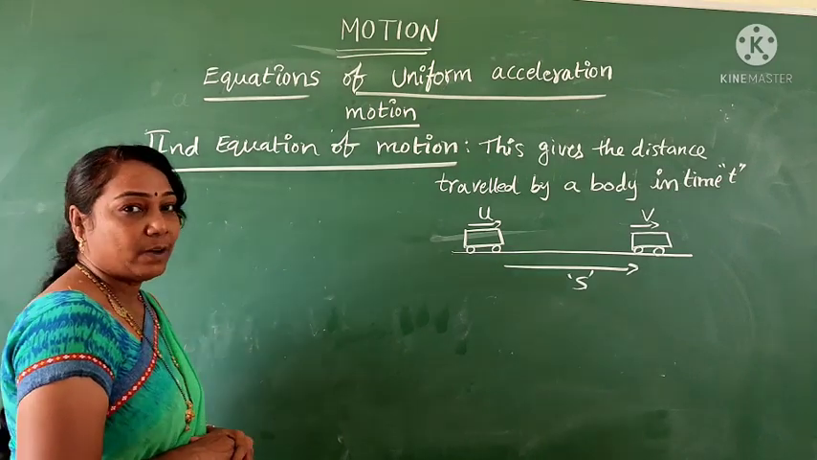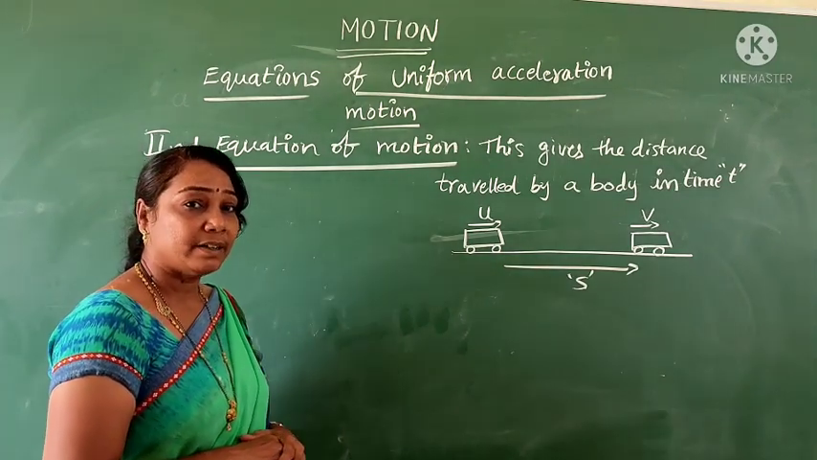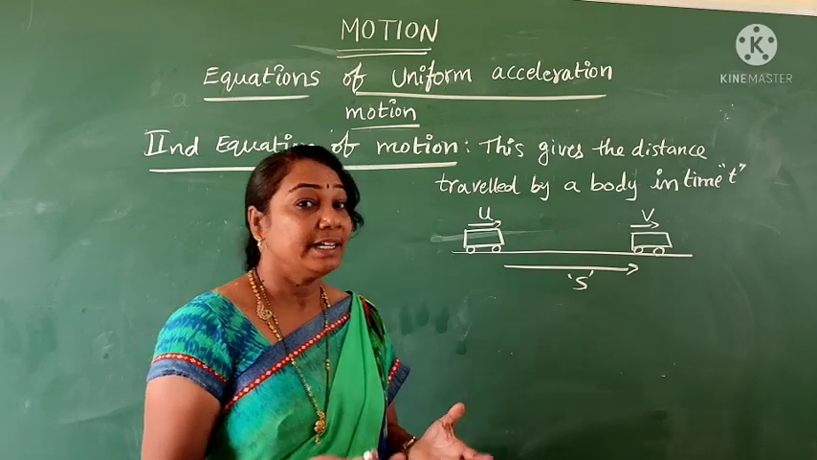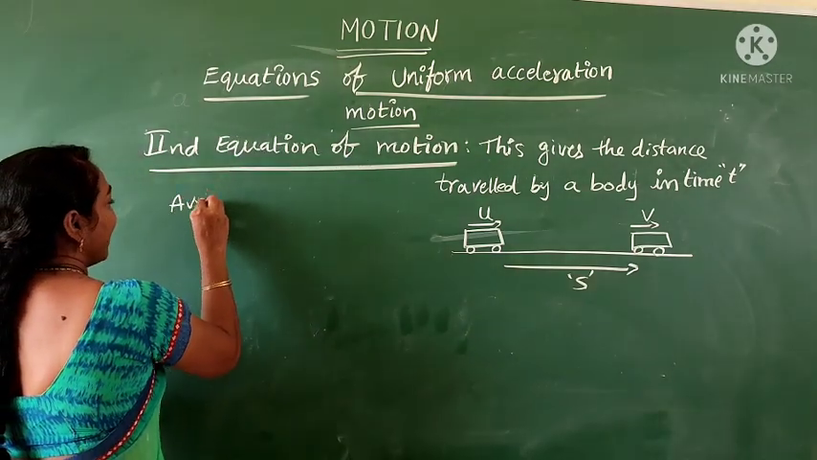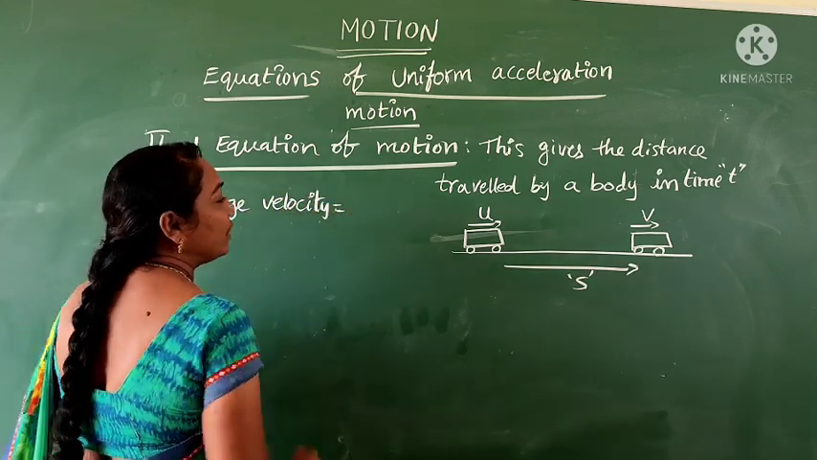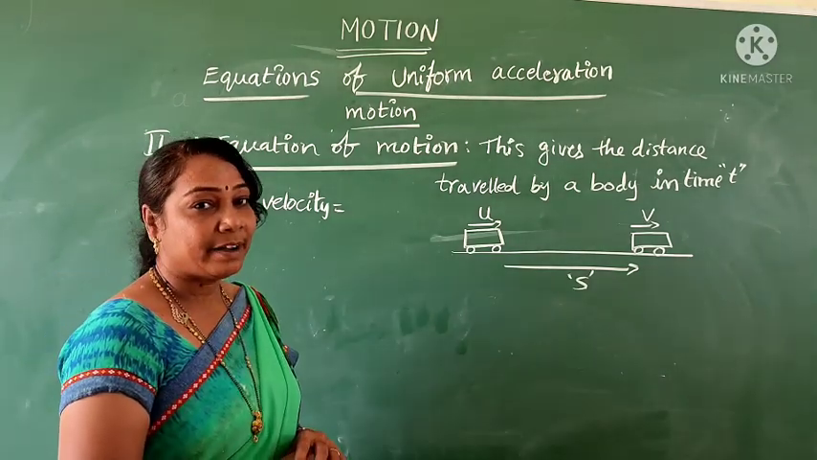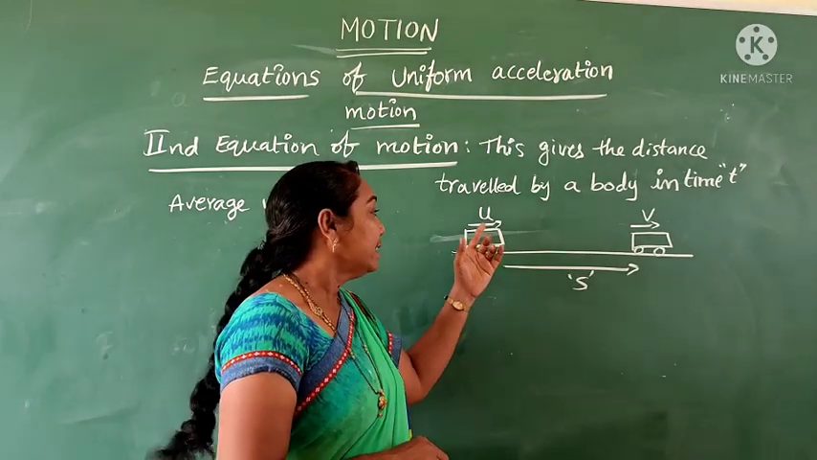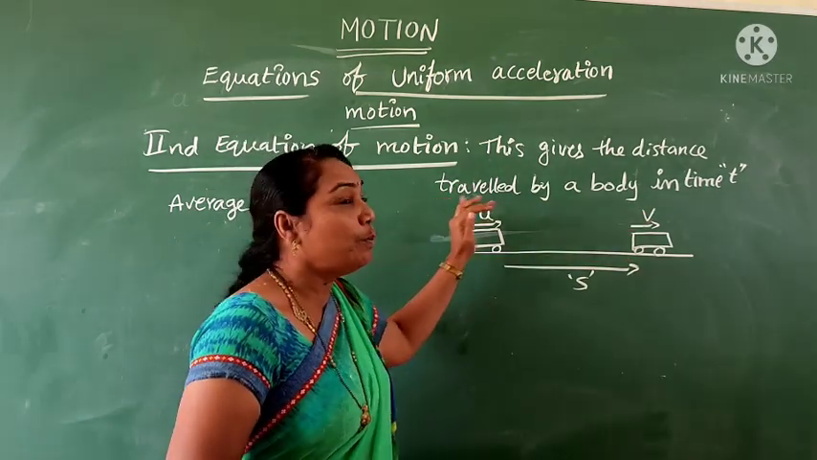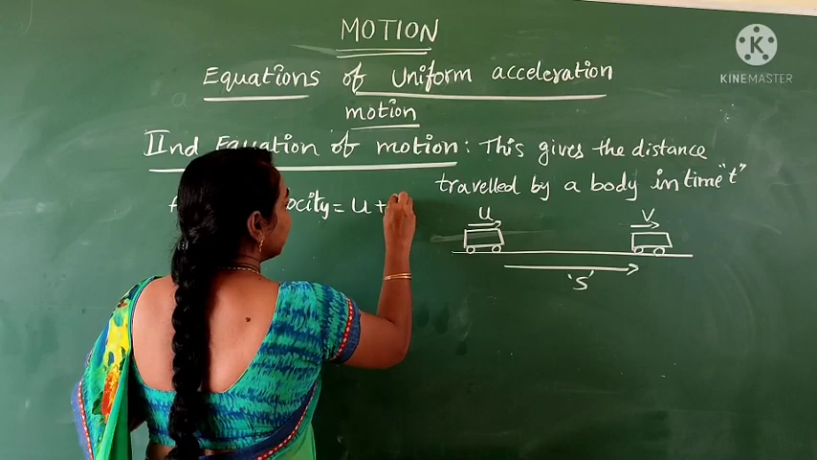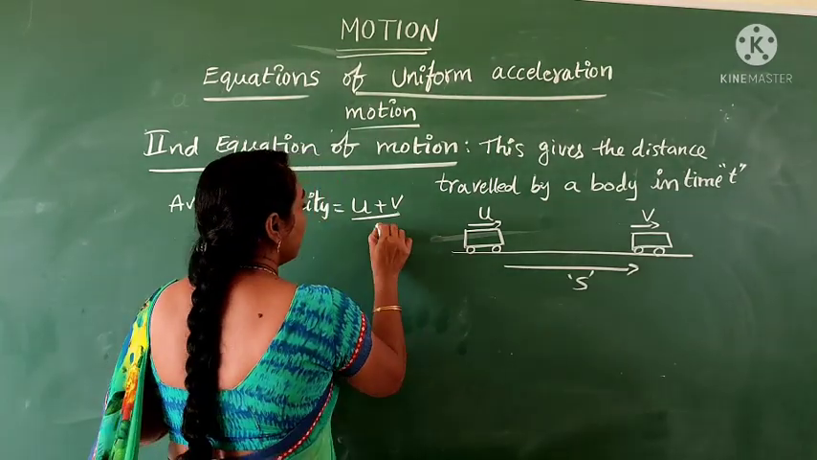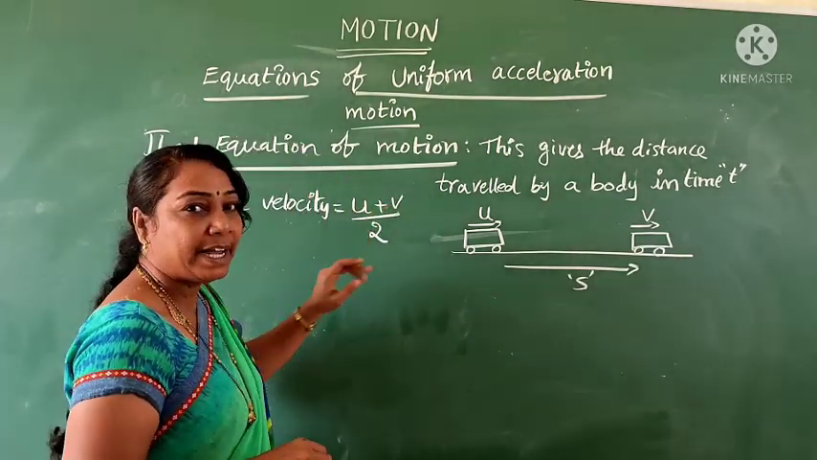Now, what is average velocity? How can you get average velocity? Average velocity equals the sum of velocities divided by the number of velocities. Here, the sum of velocities is the initial velocity plus the final velocity, that is u plus v, and the number of velocities is 2. So the average velocity equals (u + v)/2.